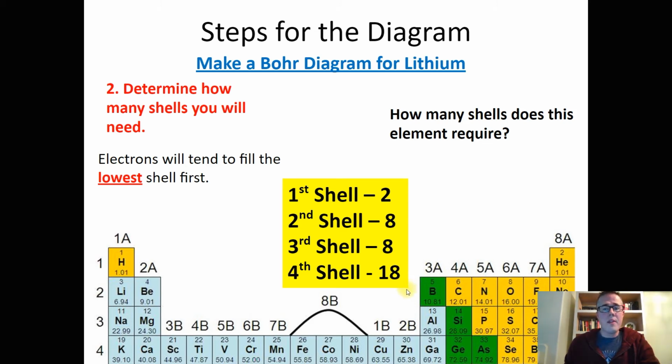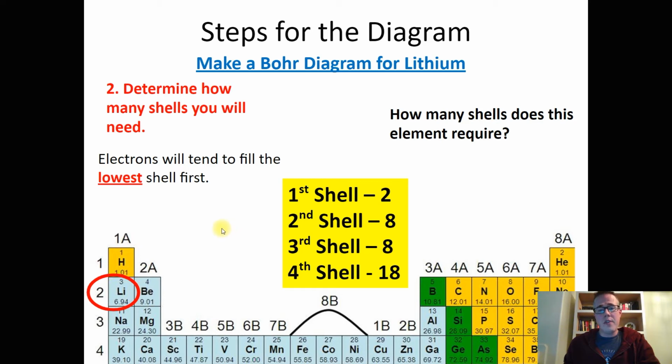Now we think about lithium. We know that lithium has 3 electrons, so those first 2 spaces on that first ring are going to be pretty desirable, so they get filled first. Then the 3rd electron, its only choice left is to fill the 2nd shell. So it's going to go 2 in the first and then 1 in the next.